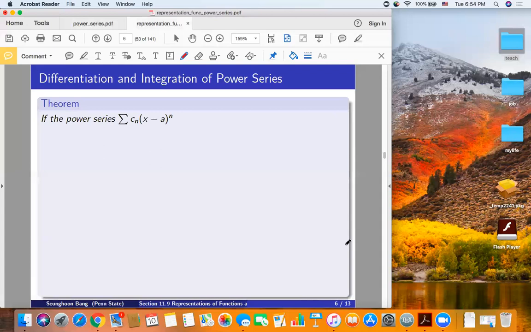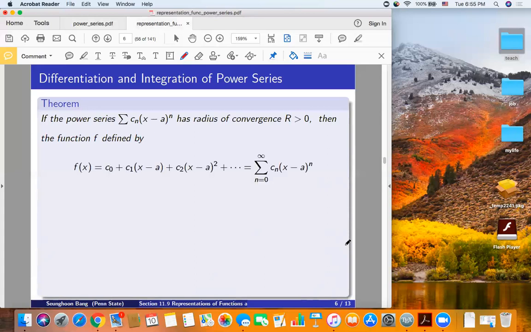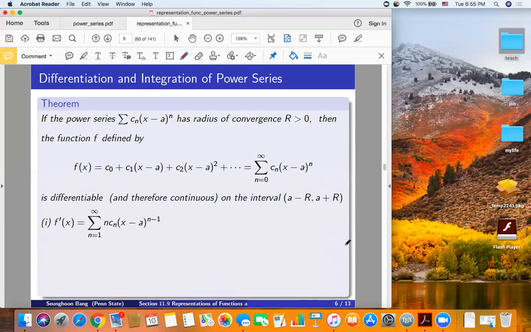Theorem: if the power series summation cn (x minus a) to the power n has a radius of convergence r greater than 0, then the function f defined like this is also differentiable on the interval a minus r to a plus r. What is f prime of x? Summation n equal to 1 to infinity n times cn (x minus a) to the n minus 1. What is the integral of f of x dx? C plus summation from n equal to 0 to infinity cn (x minus a) to the power n plus 1 over n plus 1. So how can you memorize this one better?